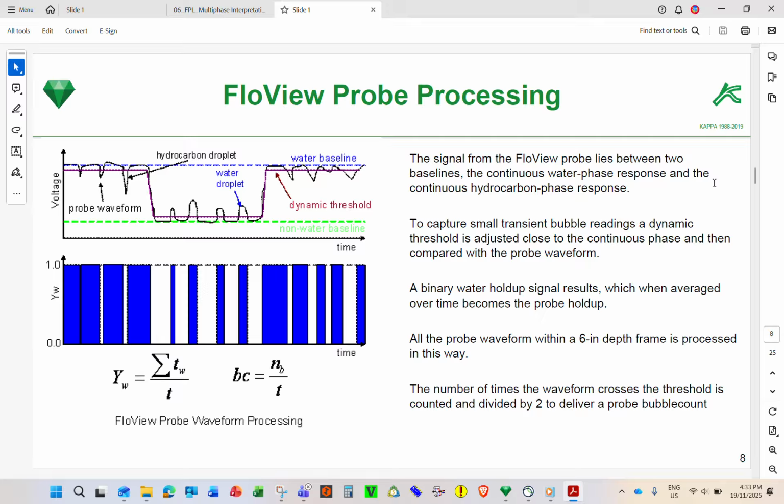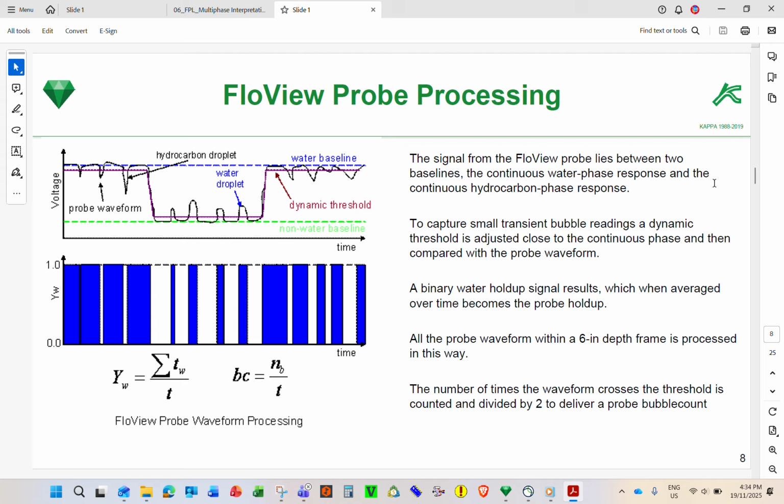And you can have the bubble count. For the bubble count, you can see this one is 2, 3 bubbles, 4 bubbles. So you can see the number of transitions here is bubbles. The transition, yeah, maybe up and down. So the total transitions divided by 2 will be the bubble count, the number of bubbles. So you have the bubble count and you have the water holdup. So you have an output for each probe.